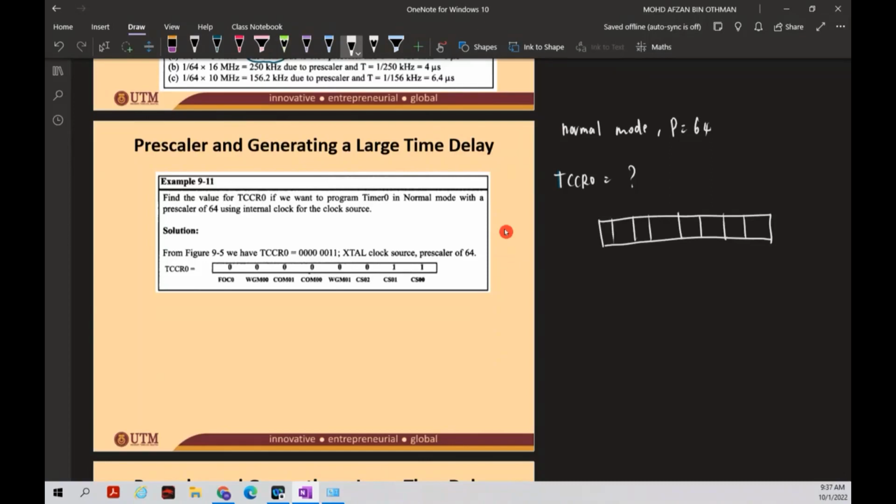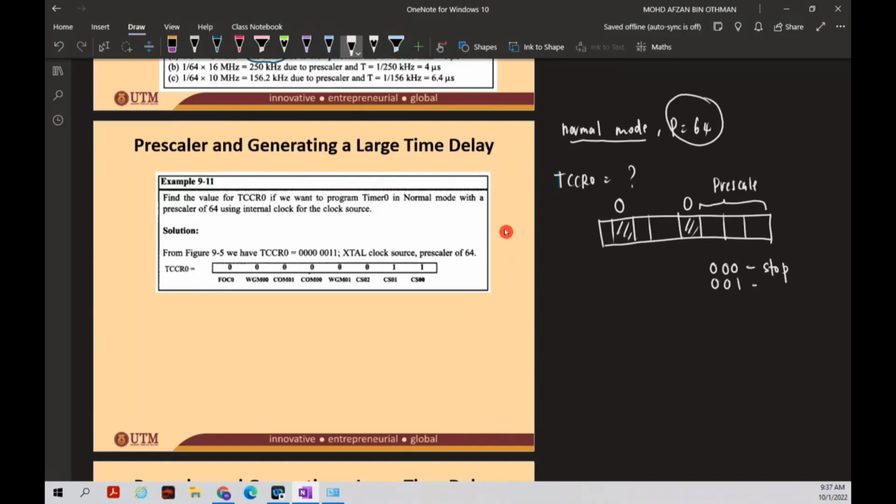Locate bit 6 and bit 3. Given that it is normal mode, you know that for normal mode you need to put 0 for these bits here. Next, we look at the 64 prescale. You need to find out what the prescale combination is for the input inside the prescale region. So 000, you know that this is a stopped timer.